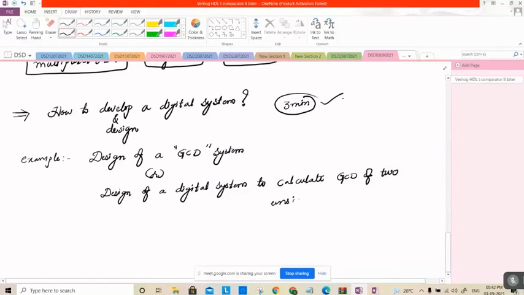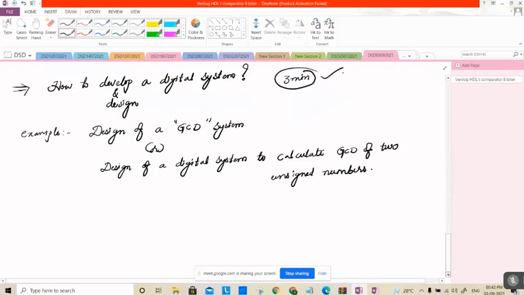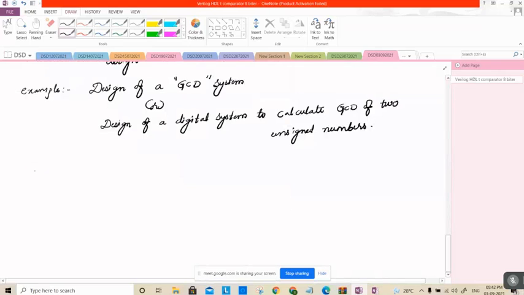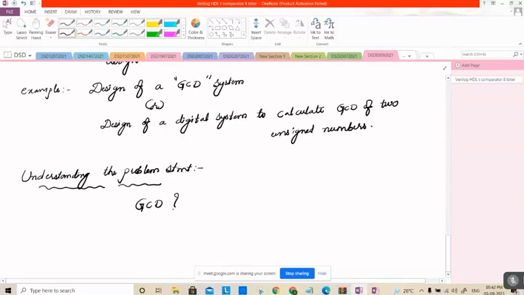Two unsigned numbers. Now this is the problem statement. Just understanding the problem. So first, what is this all about? What is this GCD? I have heard of this.